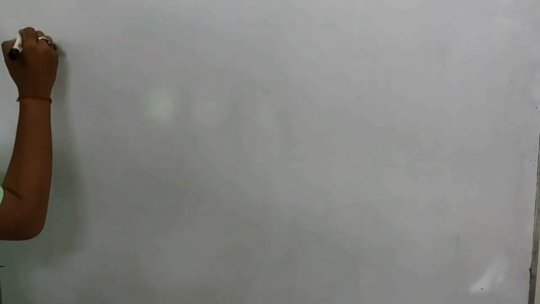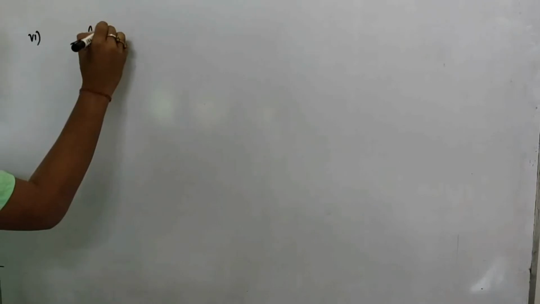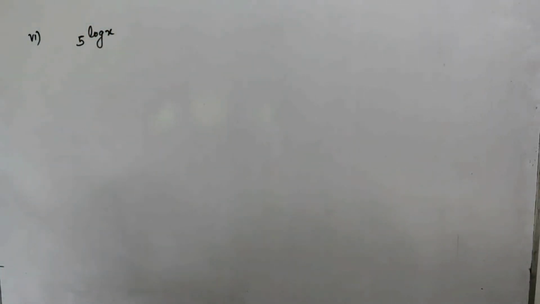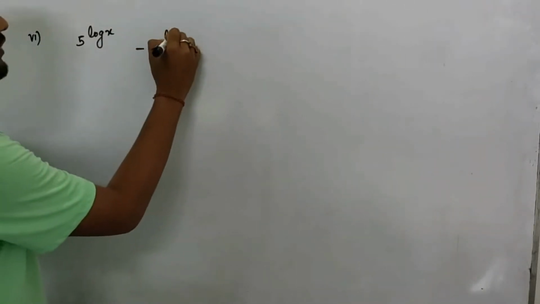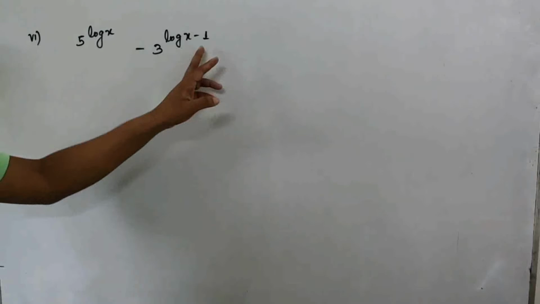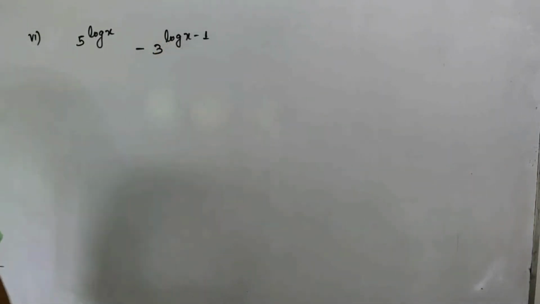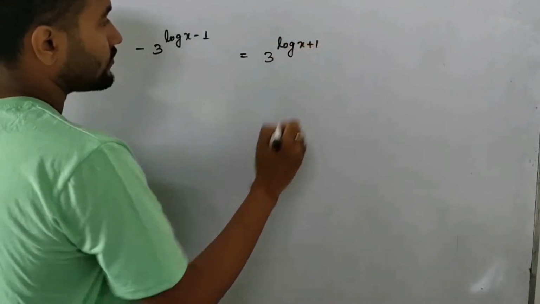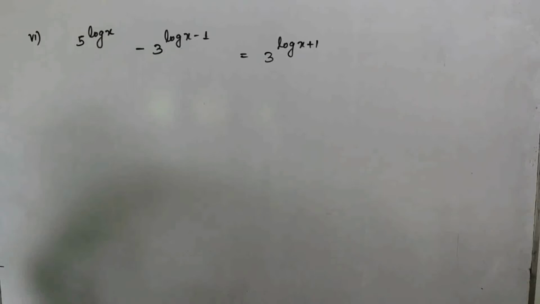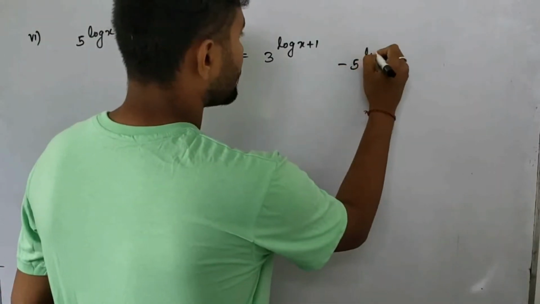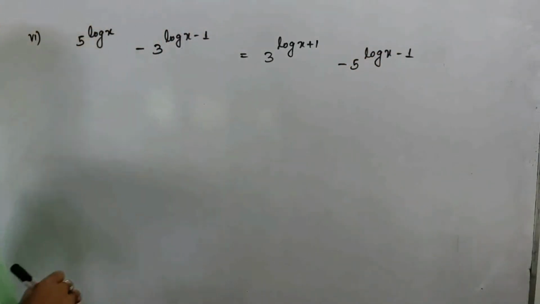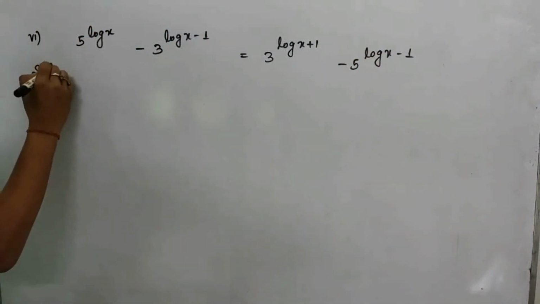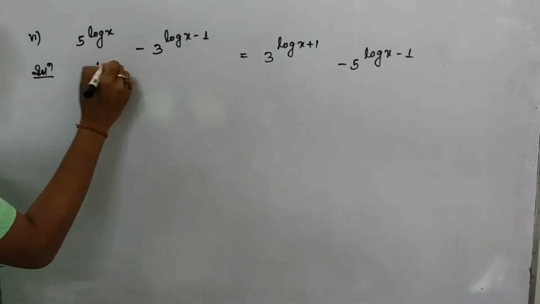Question number 6, 5 to the power log x, okay? 5 to the power log x minus 3 to the power log x minus 1. This minus 1 is power, okay? 3 to the power, this complete is power, log x minus 1. Then, what is there? Equal to 3 to the power log x plus 1 minus 5 to the power log x minus 1. Okay. So, solution. This I will keep as it is, 3 to the power log x.